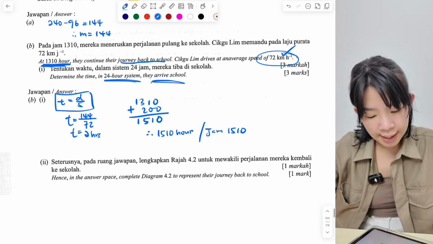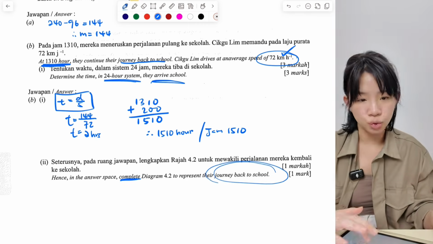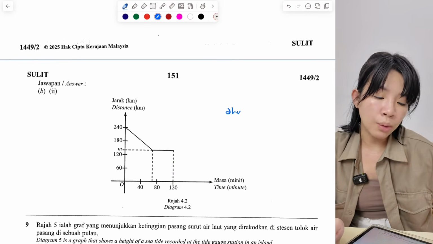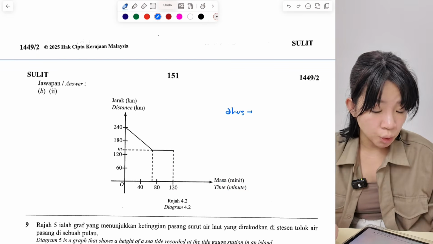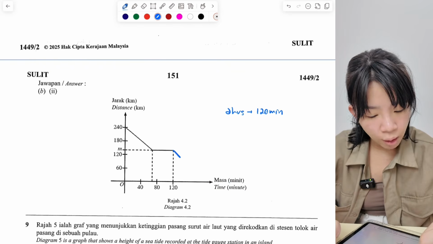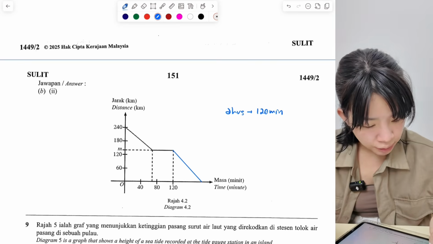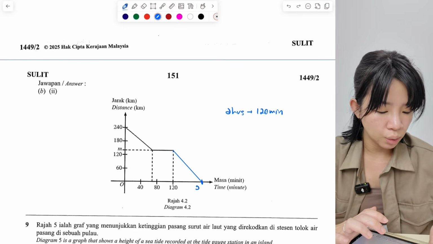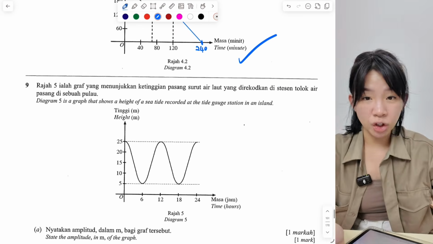Alright, so now part 2. Hence, in the answer space, complete the graph representing the journey going back to school. We need to complete the remaining. We know that they took 2 hours. 2 hours equals how many minutes? Because the graph is in minutes. So 2 hours will be 120 minutes, right? From here, all the way go down until they reach the destination, until 0. So another 120. From 120 plus another 120 will be 240. And done.